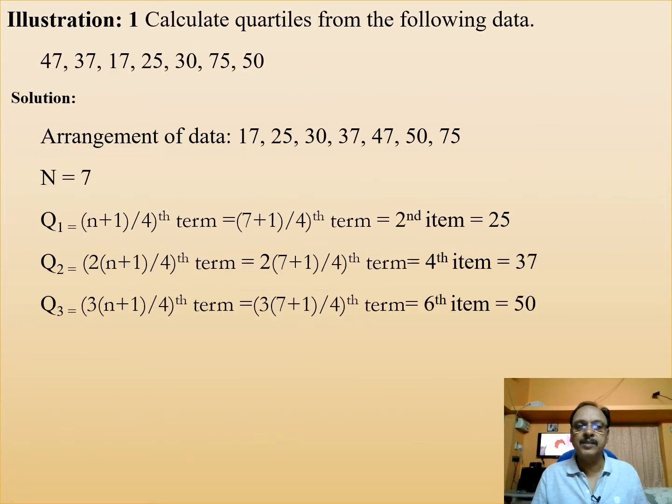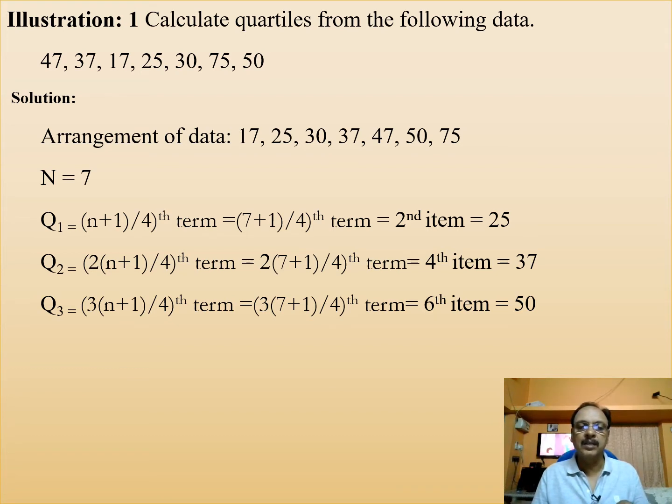Now in the first illustration, the quartiles for the individual observations are to be calculated. For that, 9 variables are given, and these variables are arranged in ascending order. Now it is arranged, n equal to 7. So Q1 equals (n plus 1) by 4th item, that is (7 plus 1) by 4th, that is the second item, that is 25.